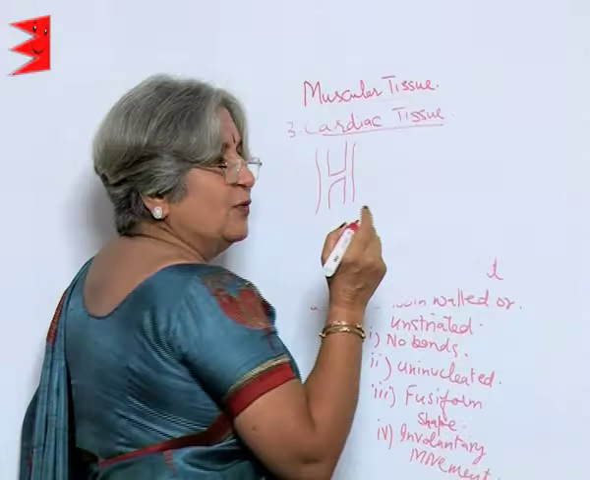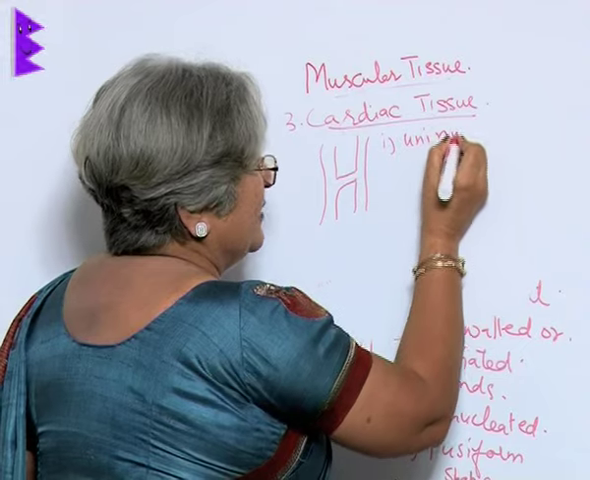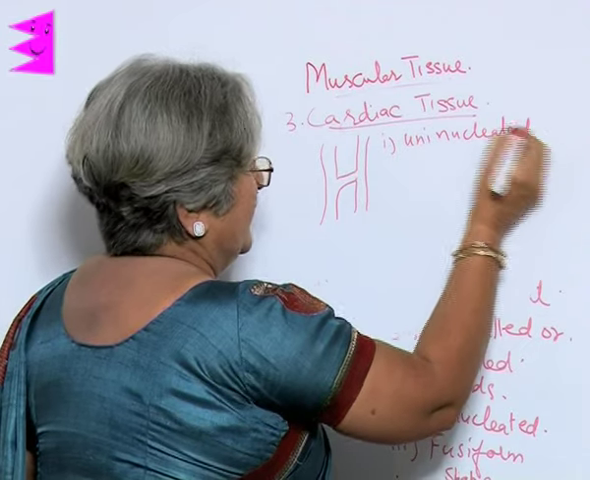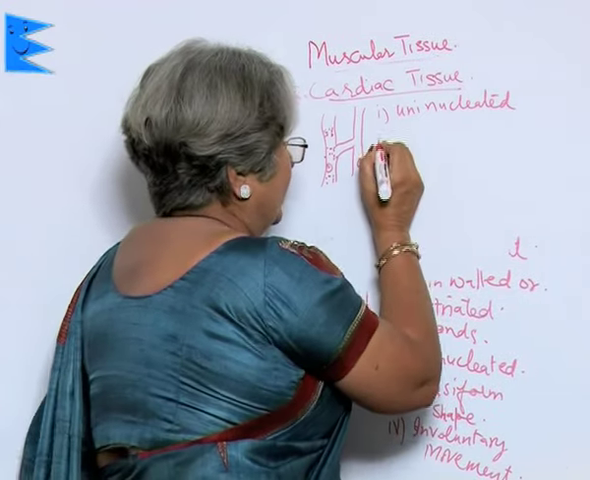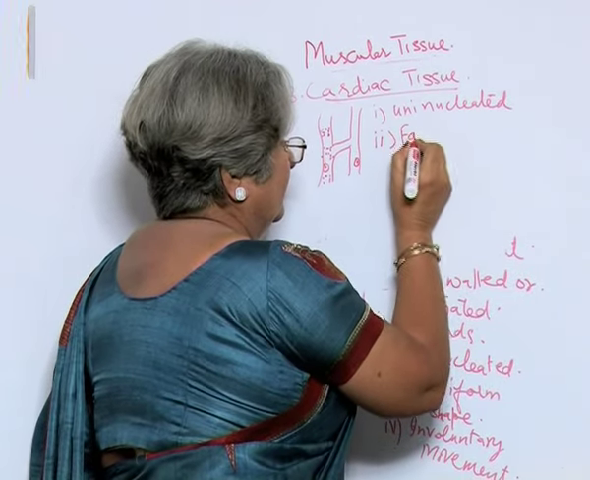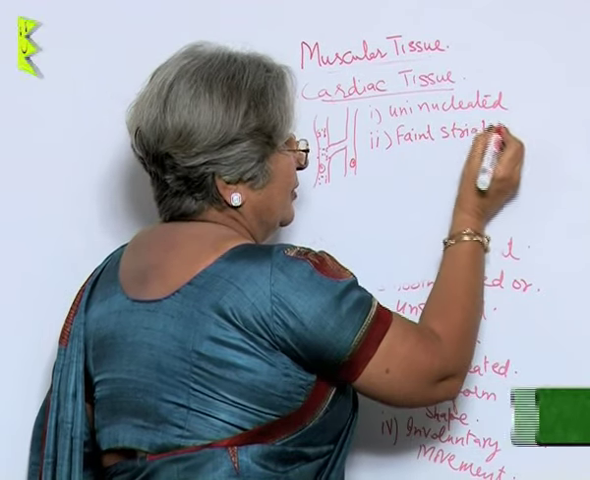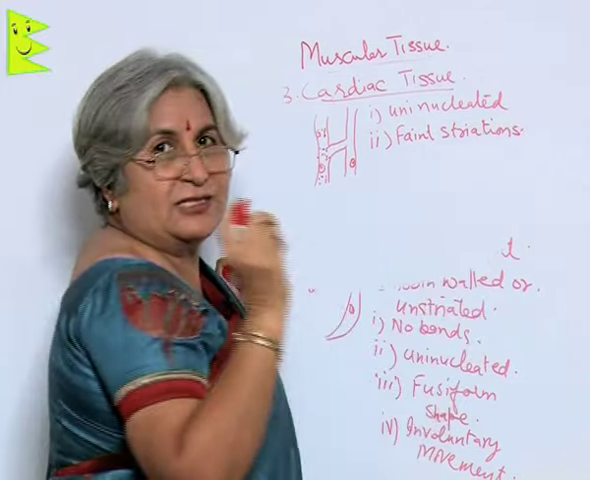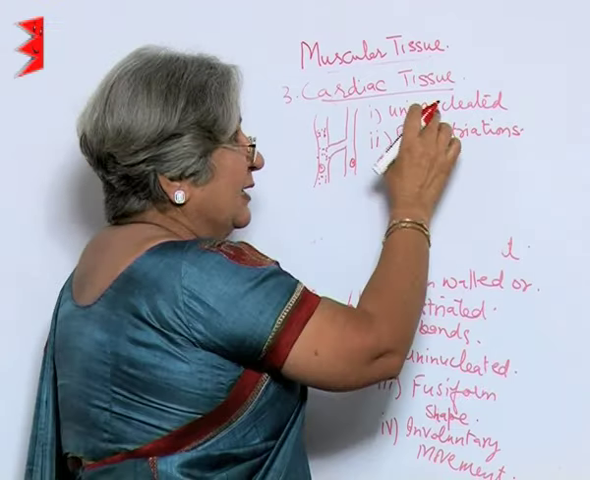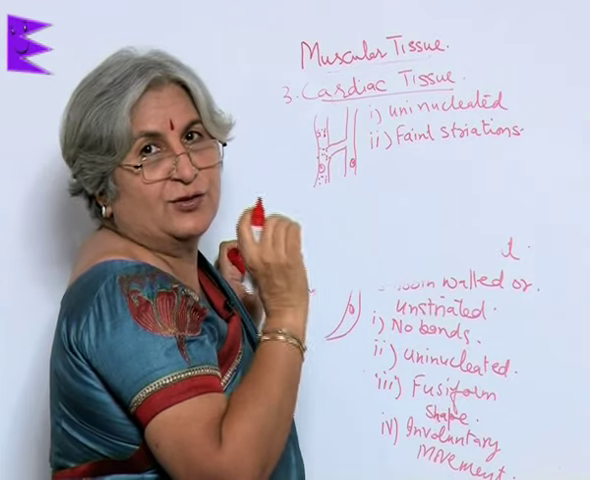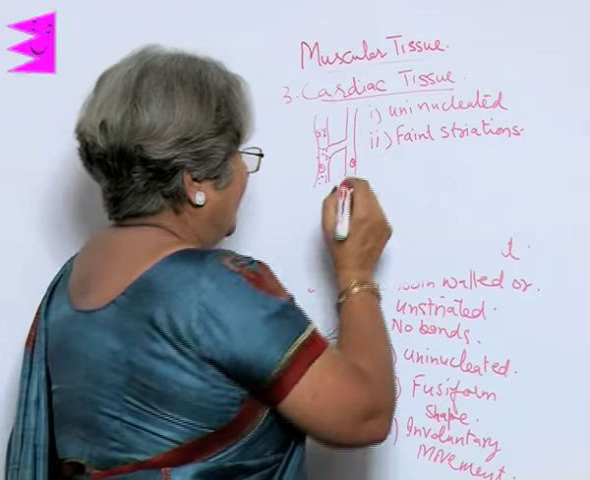How? Like smooth walled, it is uninucleated. Sometimes even two nuclei can be there. In cardiac tissue, bands are there, but they are faint. Faint striations. However, like striated muscle, striations are there, but like smooth walled muscles, it is uninucleated. The striated muscles are multinucleated.